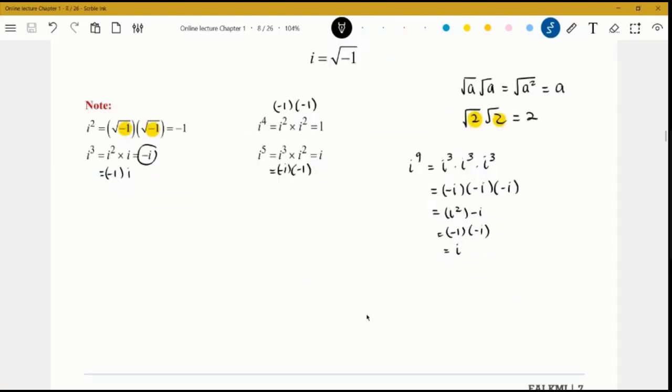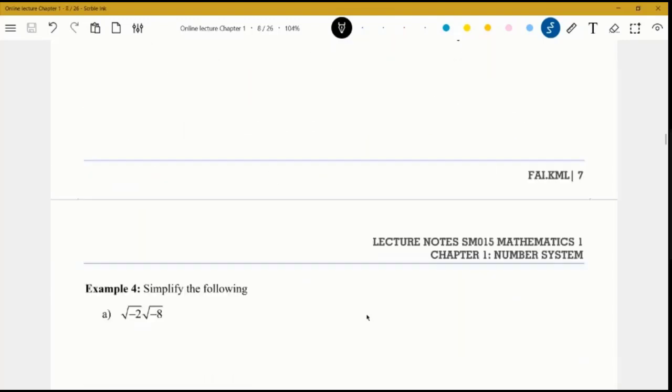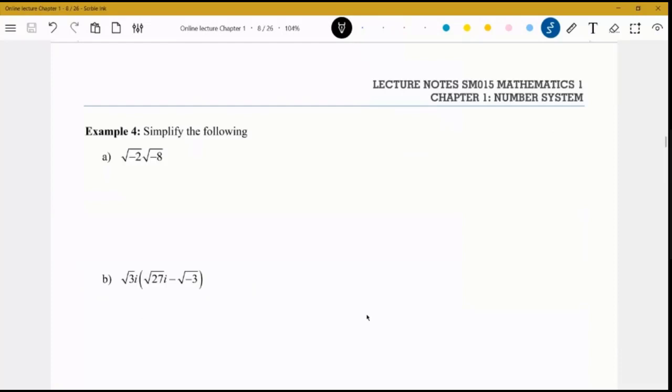Okay, now kita nak simplify, go through for example 4. Simplify the following. Okay, so as you can see part A, square root negative 2, square root negative 8. So first thing first, kita splitkan dulu. Square root 2, square root negative 1 and square root 8, square root negative 1.